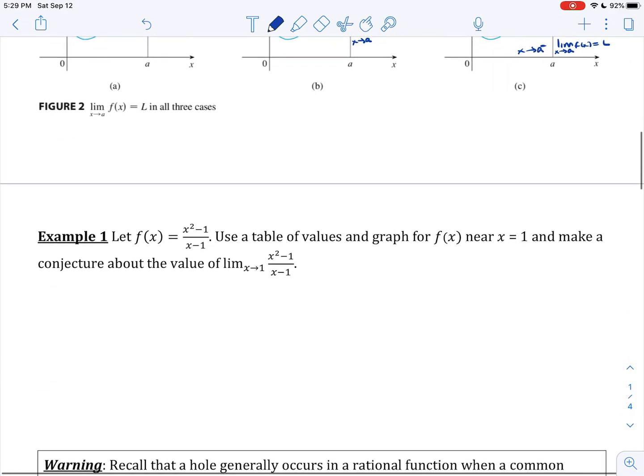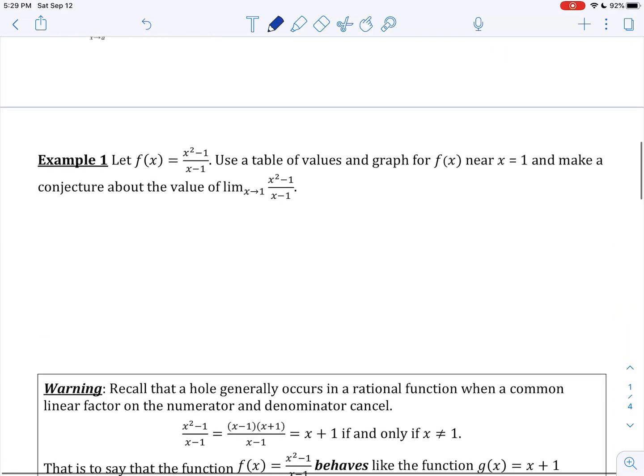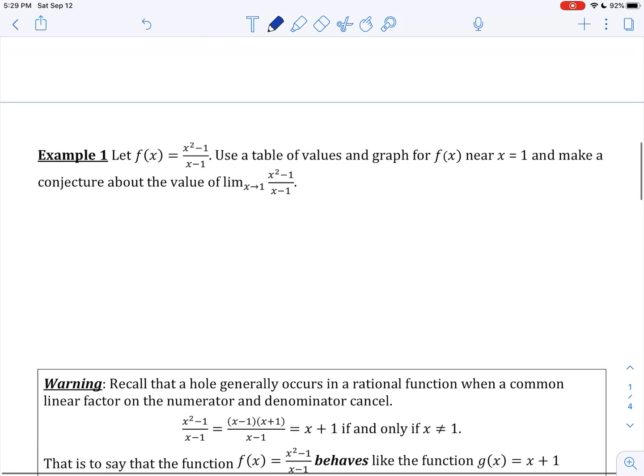Good. So notice here in this example, f of x equal to x squared minus 1 over x minus 1. Use a table of values and graph f of x near x equal to 1 and make a conjecture about the value of the limit as x approaches 1 of x squared minus 1 over x minus 1.